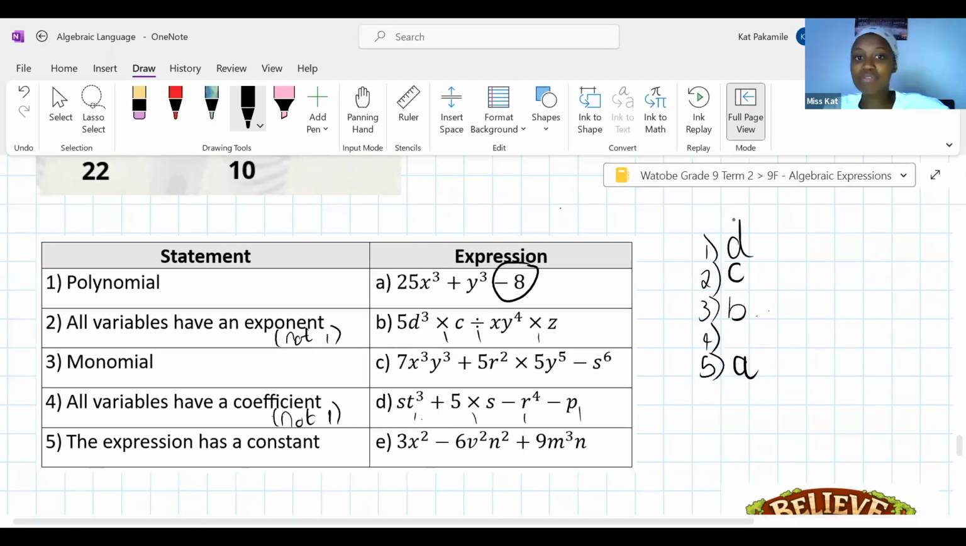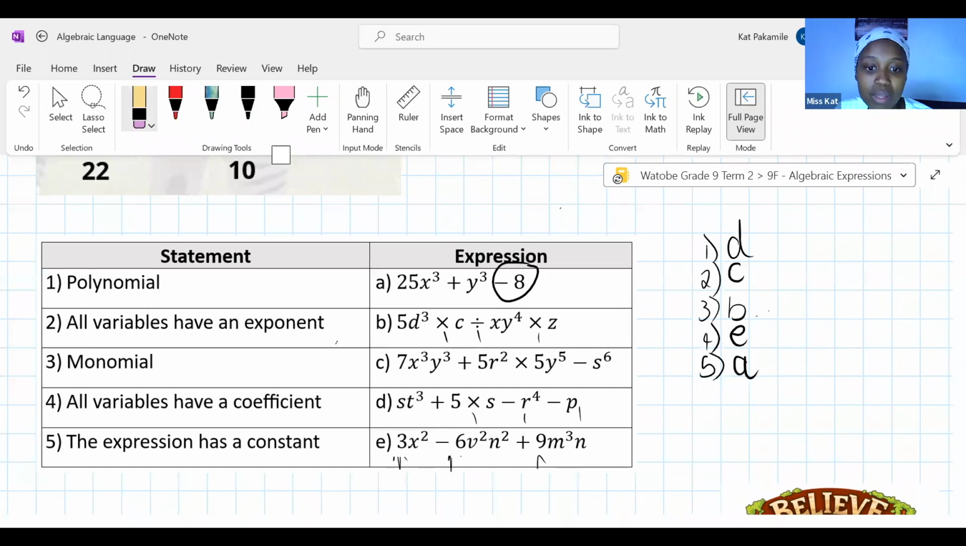Then what's left? We only have 1 left. E goes with 4. All variables have a coefficient, which is correct. X squared has a 3. Y squared, N squared has a -6. And M cubed, N has a 9. That was beautiful, guys. Thumbs up, thumbs down. Anybody who is lost and is like, what just happened? I don't understand. Okay, I see your thumbs up.